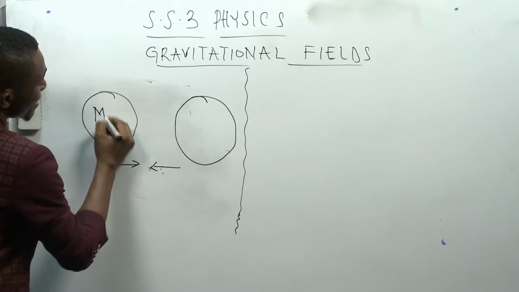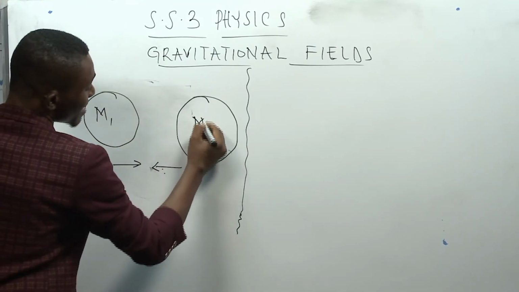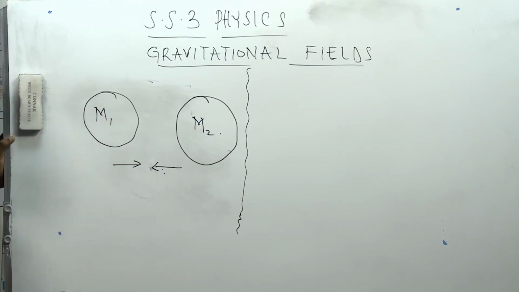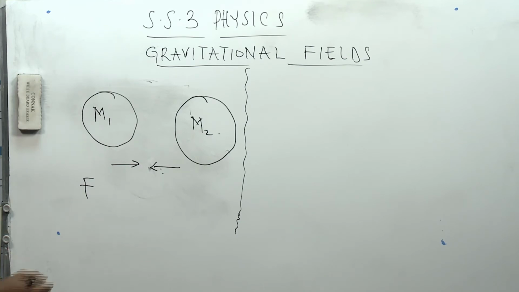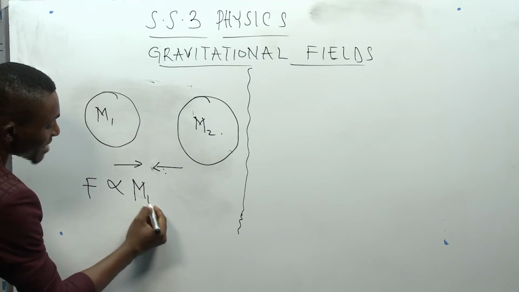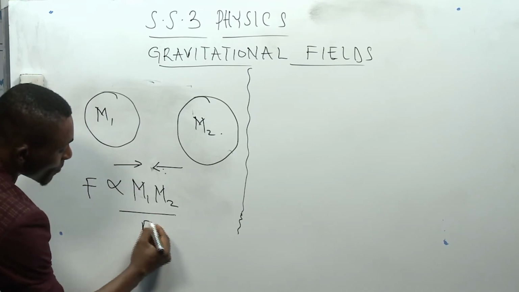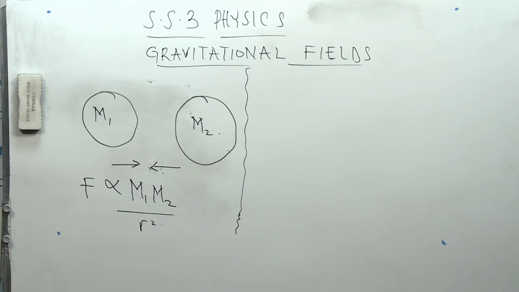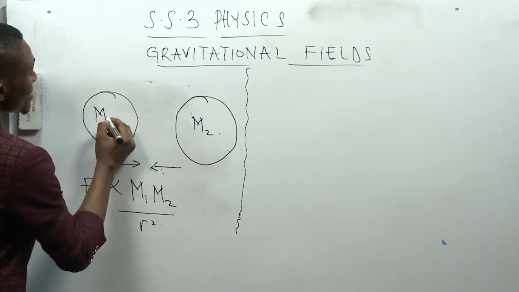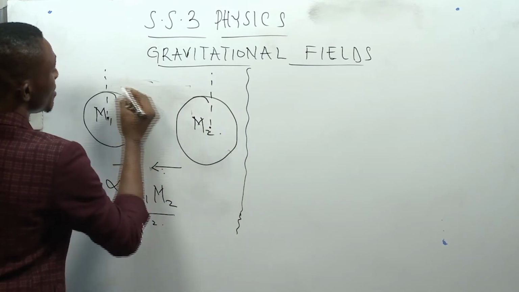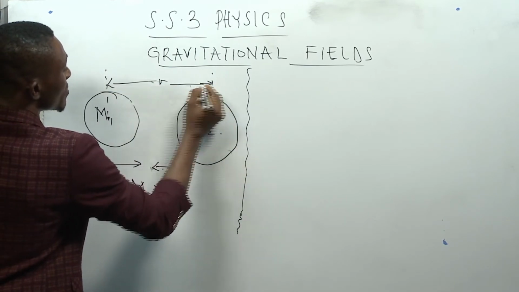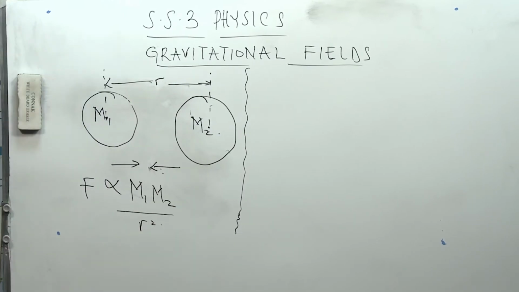If this object has mass m1 and the other object has a mass of m2, Newton was able to deduce that the force of attraction between the two bodies is directly proportional to the product of their masses and inversely proportional to the square of their distance apart. Let's say this is the center of this mass, and this is the center of the other mass. Then their distance apart will be represented as r.